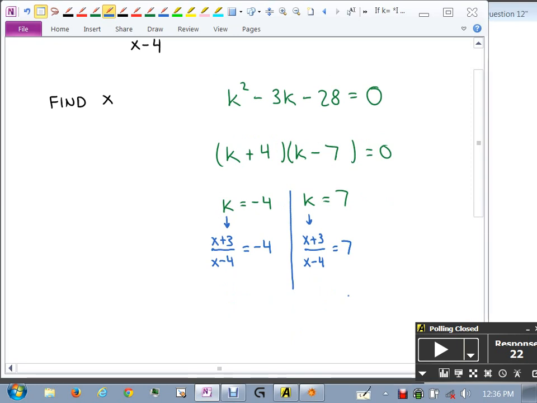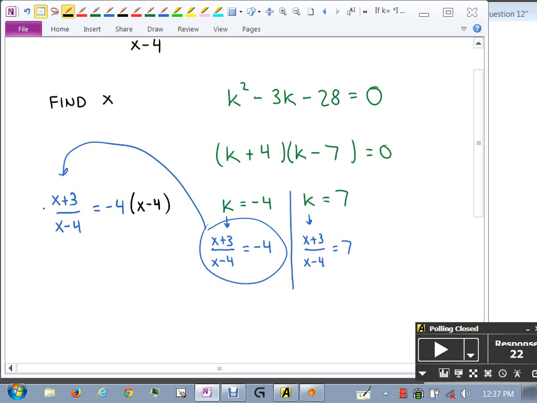What type of equations are those? Rational equations. We actually haven't looked at these too much. But to solve this, I would multiply both sides of this equation by the denominator, x minus 4. So I'm going to do this one right here. I'm going to take x plus 3 over x minus 4 equals negative 4. I'm going to multiply both sides by x minus 4. Why do I do that? What's going to happen on the left side? Goes away, right? That goes away. On the right side, can you actually multiply this out?